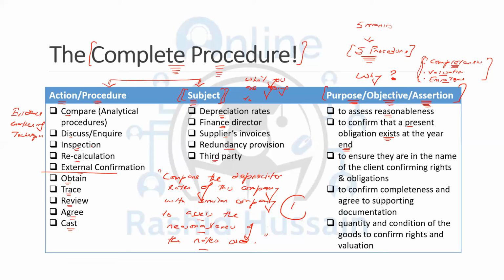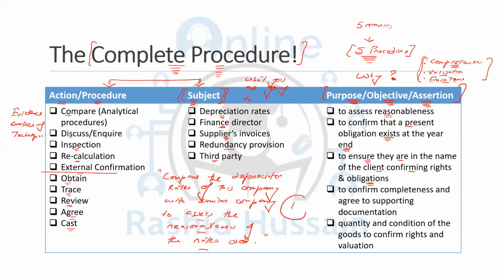Now, similarly, inspect the supplier's invoices. Inspect is actually the action or the procedure, and the subject is what you are checking, that means the supplier invoices. And then why you are checking it? Inspect the supplier's invoices to ensure they are in the name of the client, confirming the rights and obligation. Because obviously, if it is about any asset, so the non-current asset, they may take invoices from another supplier, and those invoices may not belong to them. So what we need to do is check whether the supplier has given them the invoices on the company's name.